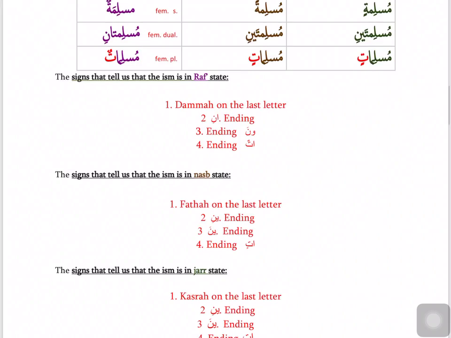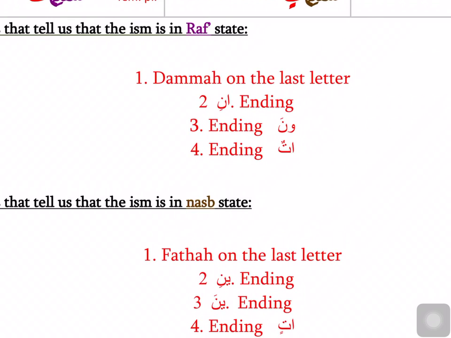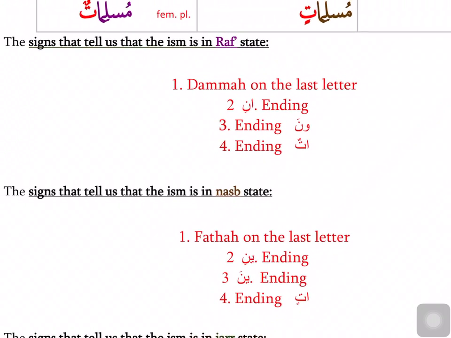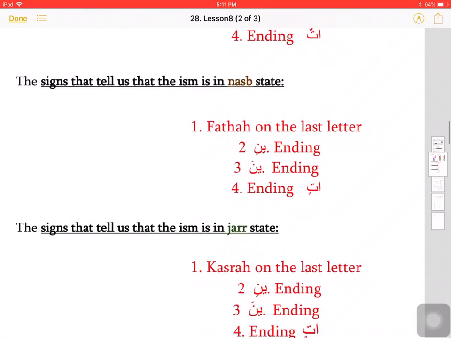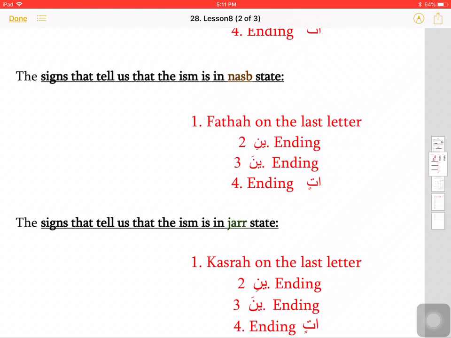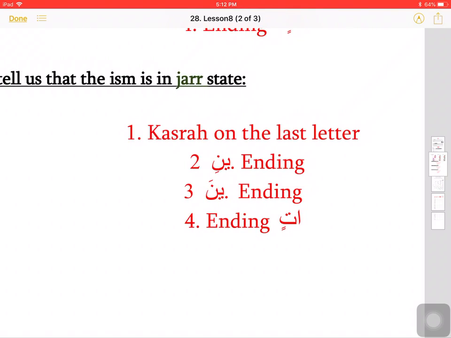Let's look at it again. The signs that tell us that the ism is in raf hala, raf state, are ani ending, una ending, atun ending. And if none of these endings is present, I will see a dhamma on the last letter. This will help me recognize the ism to be in raf status. The signs that tell me that the ism is in nasb status, I see the ending aini, ina, atin. And if I do not see any of these endings, I see a fatha on the last letter. As far as jar hala is concerned, I see the ending aini, ina, atin. If I don't see any of these endings, I see a kasra on the last letter.